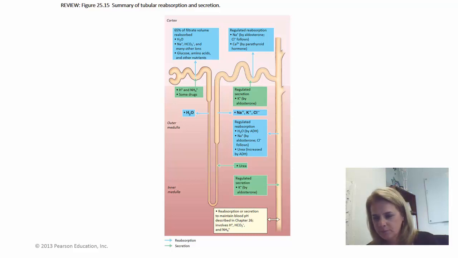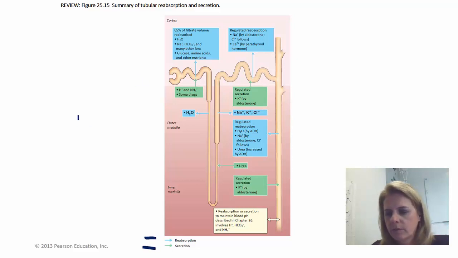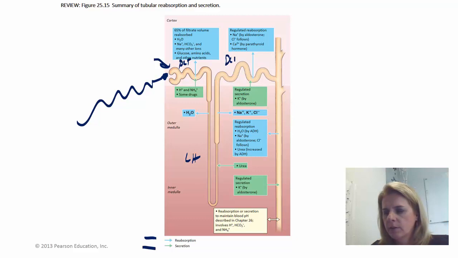Again, we'll talk more about that when we talk about acid-base balance in a few more lectures. I like this particular picture because it shows you what's moving when and where. The blue is reabsorption and the green is secretion. Here's our blood supply, the glomerular capillary, the glomerular capsule, the proximal convoluted tubule, the loop of Henle, the distal convoluted tubule, and the collecting tubule. You can see what's happening in each part of the nephron. I'm not going to read all this to you because you've got it in your book, but you need to know this. You need to be able to tell me what is moving when.